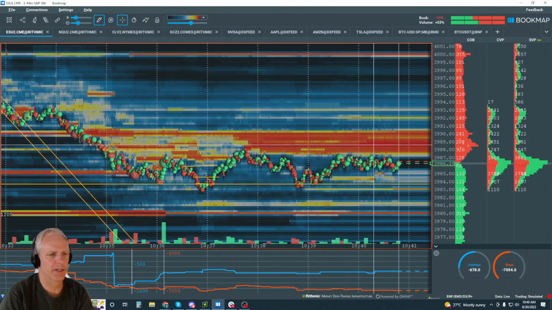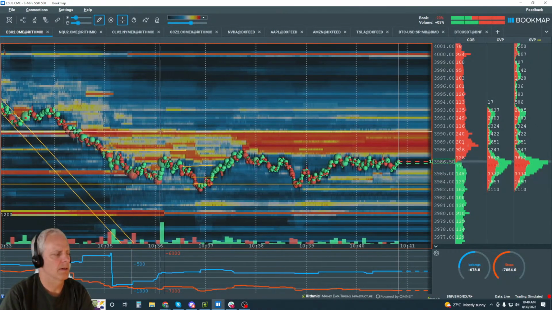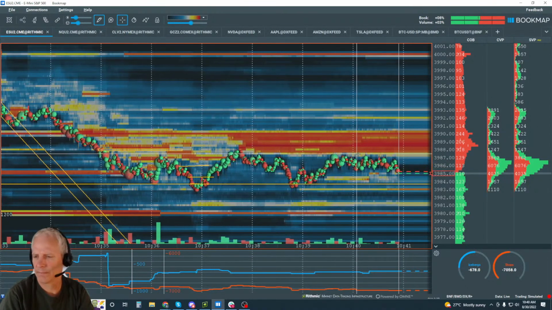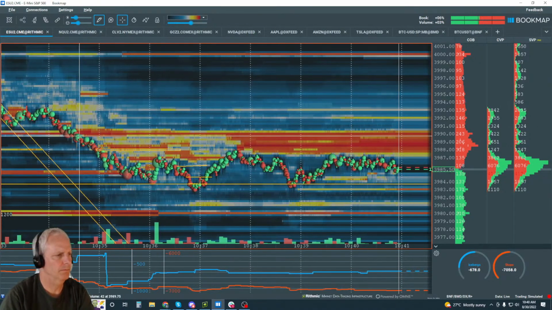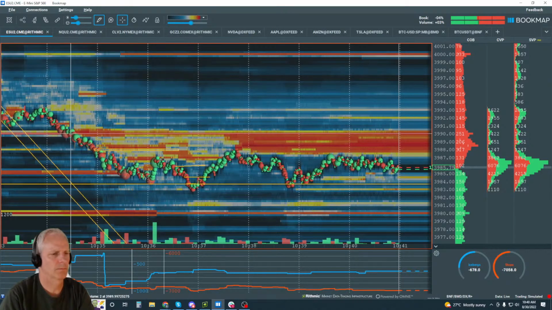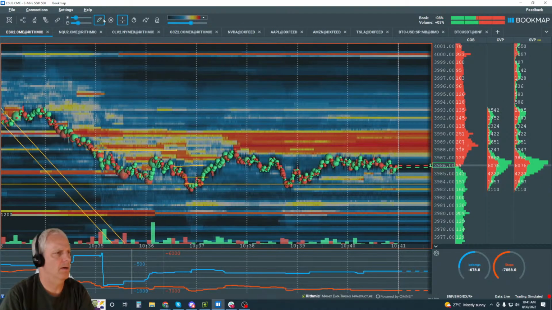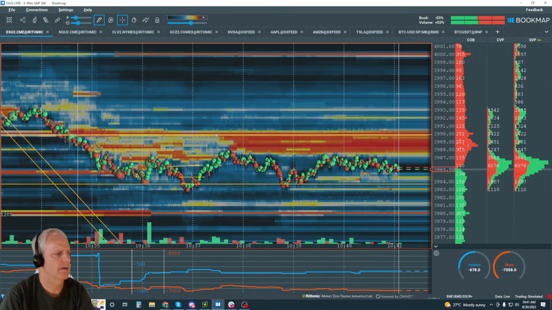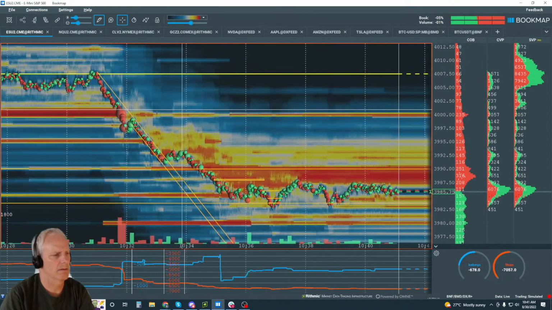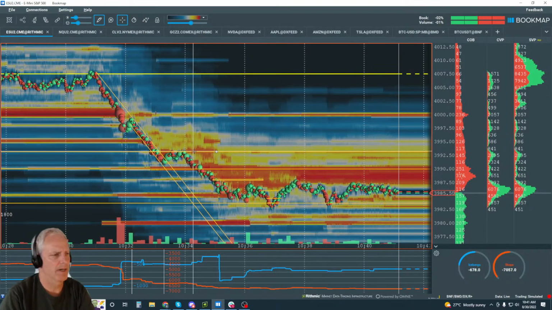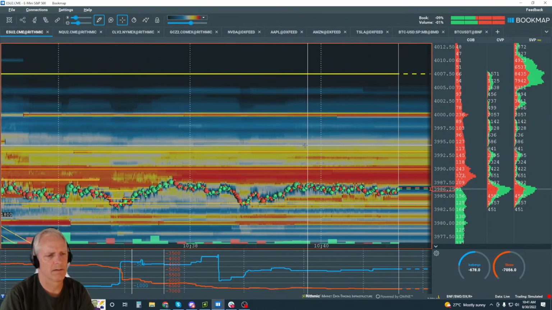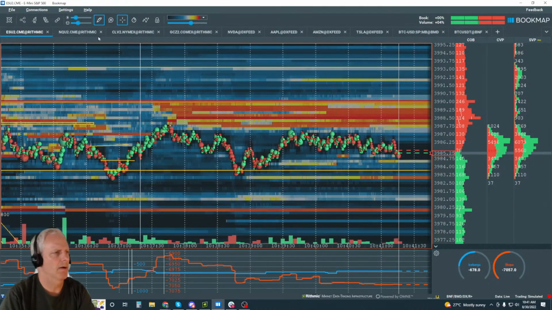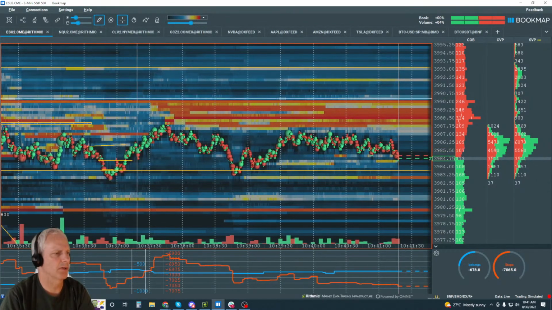Okay, any questions on this stuff? All right, understanding market structure. Okay, our 90 level, horizontal line here, 90. Okay, up here, a 93. All right, now let's go through our structure in here.